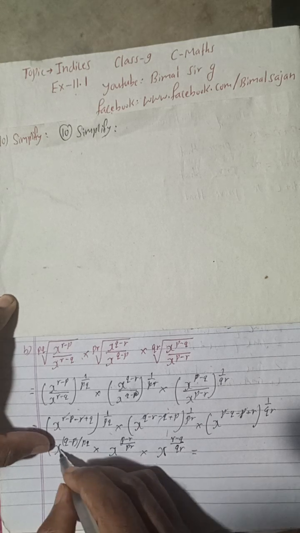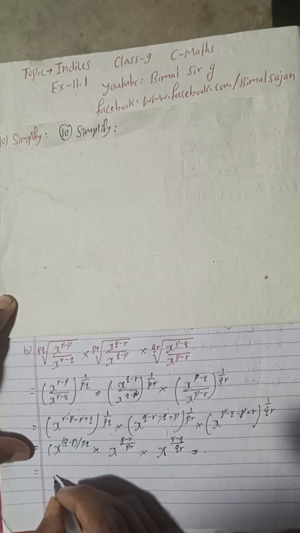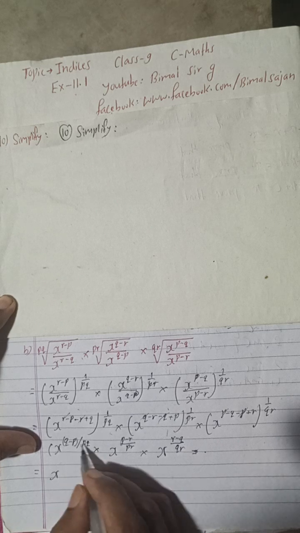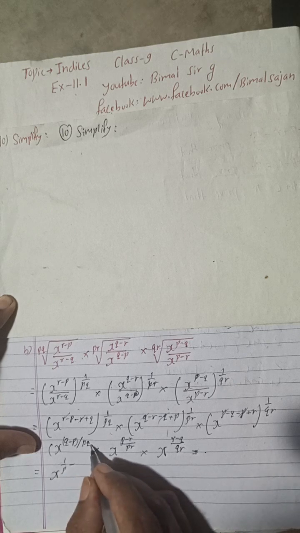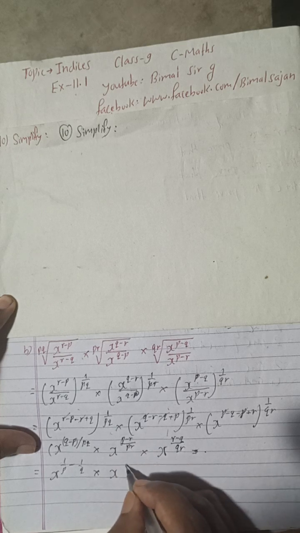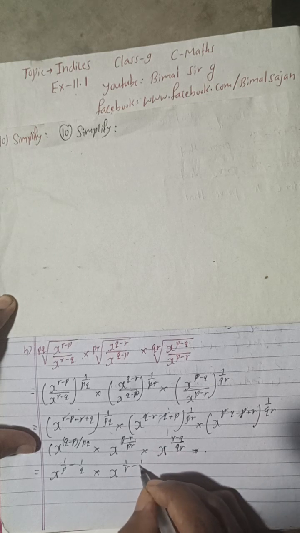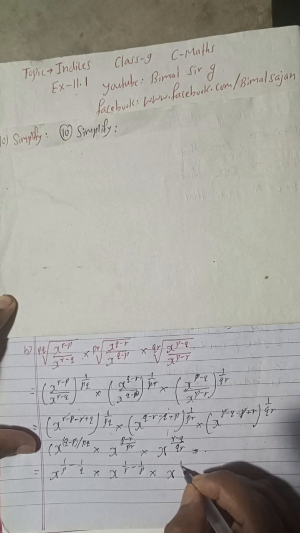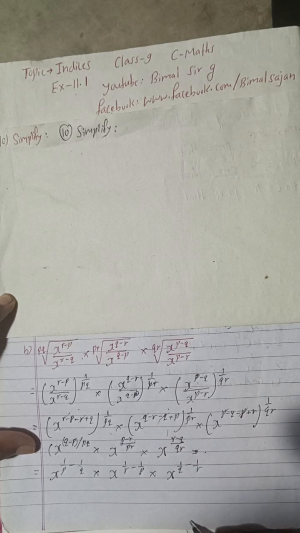The step is here: x to the power q by pq, so q and q will be cancelled, this will be 1 by p, and this minus p by pq, p and p cancel, 1 by q. Now into x, p by pr, p and p cancel, this will be 1 by r, minus r by pr, so r cancels, this will be 1 by p, into x, r by qr, r cancels, 1 by q, minus q by qr, q and q cancel, 1 by r. Got it?